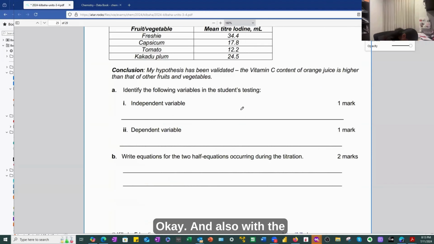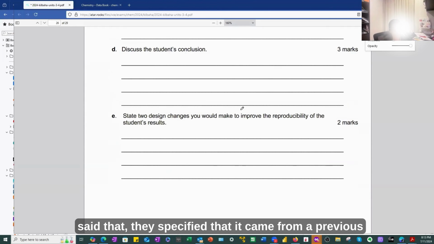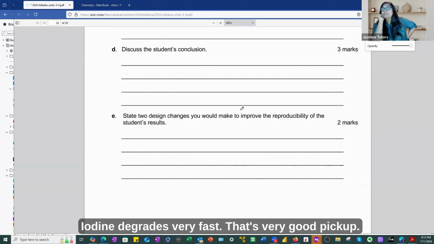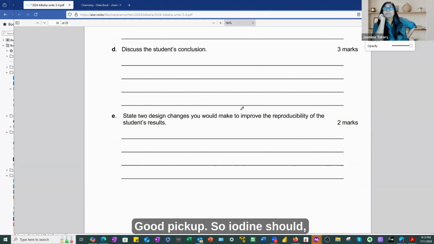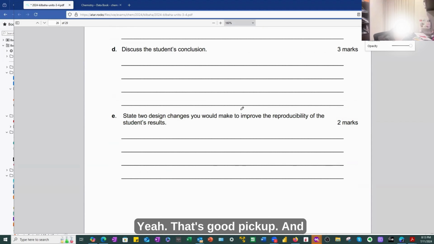And also with the iodine, they specified that it came from a previous year, but doesn't it degrade fast? Exactly. Iodine degrades very fast. That's a very good pickup. So iodine might not have been the best use. Yeah, that's a good pickup.